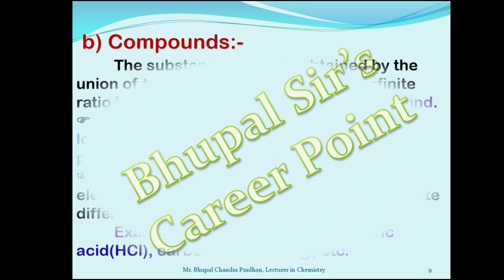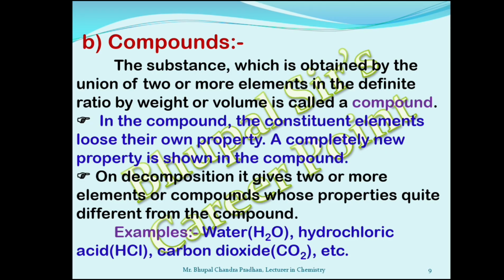What do you mean by compounds? The substance which is obtained by the union of two or more elements in a definite ratio by weight or volume is called a compound.